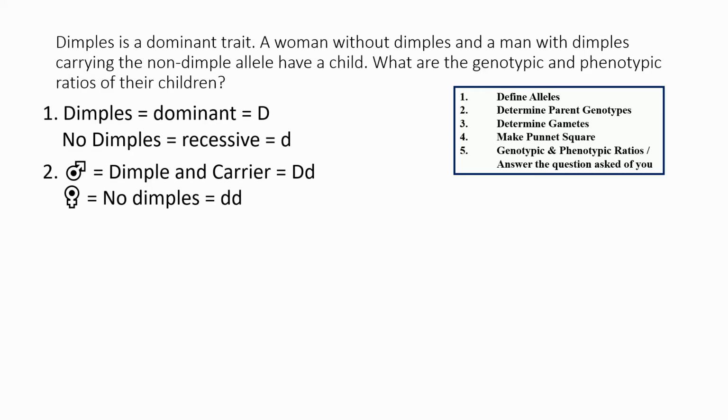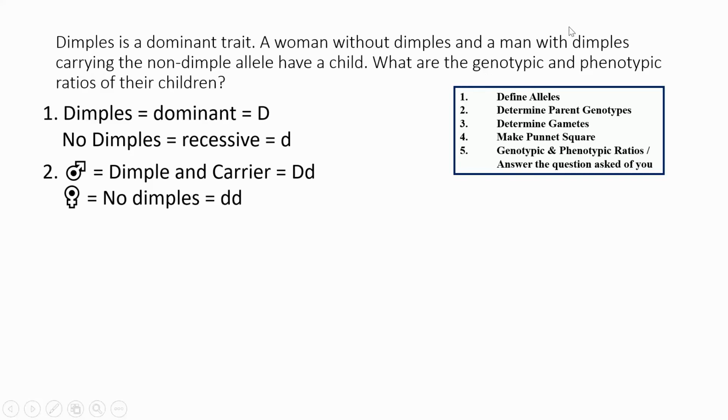All right, so if we read this very slowly, it goes, a woman without dimples. So that straight off the bat tells us that the woman is going to be homozygous recessive, no dimples, because they have the recessive phenotype. So they have to have two recessive genes. If they had any dominant genes here, they'd be having dimples. So because they don't have dimples, we know that they're homozygous recessive.